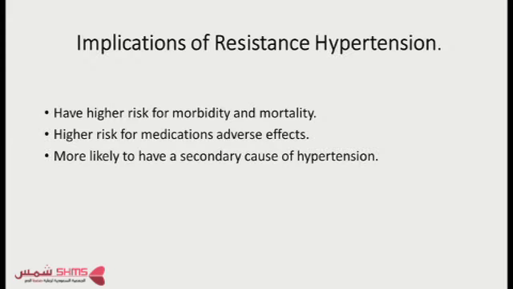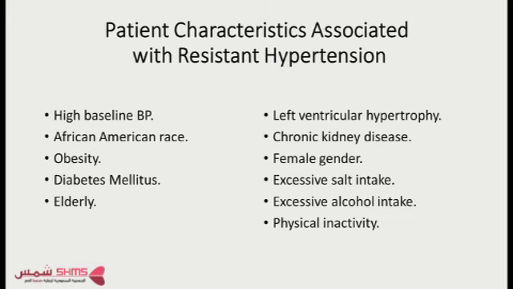Now, what is the implication? The high risk of morbidity and mortality, and higher risk of medication adverse effects. Now, there are certain clues in patients which suggest that the patient has resistant hypertension. They are high baseline blood pressure, African American race, obesity, diabetes, elderly, and these are the rest. All these give us a clue that this kind of hypertensive patient may be having resistant hypertension.